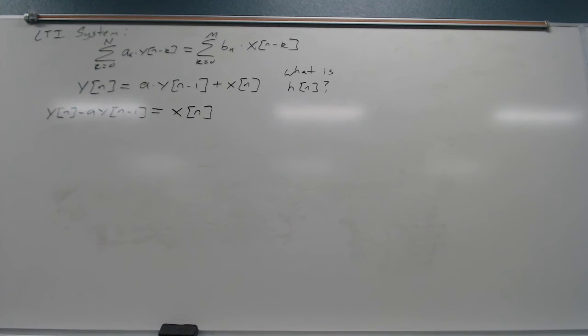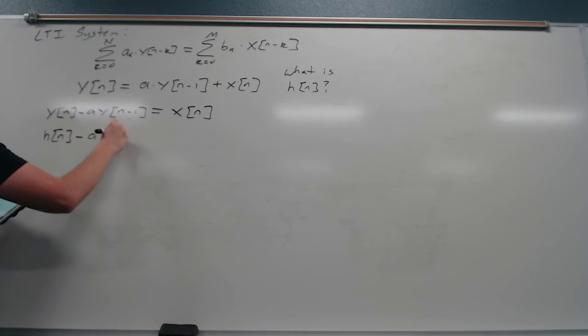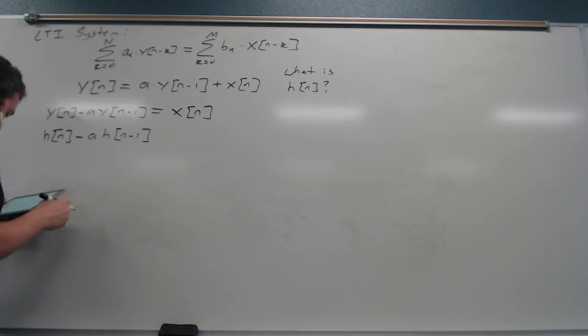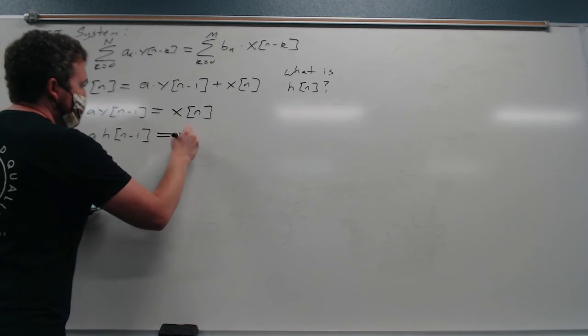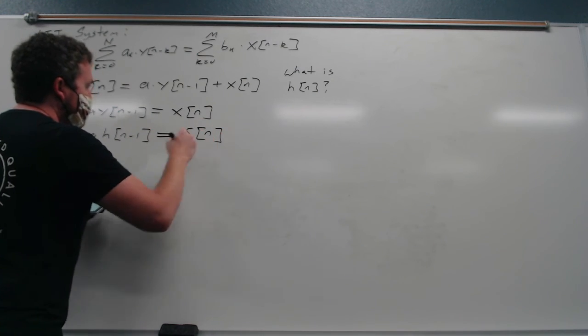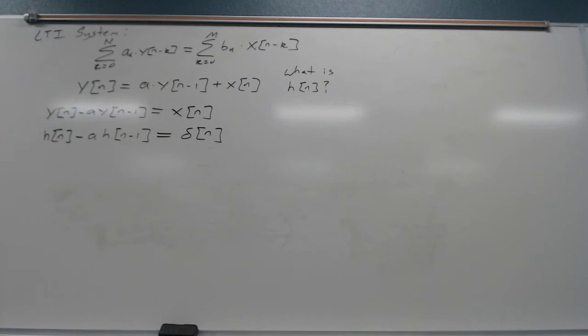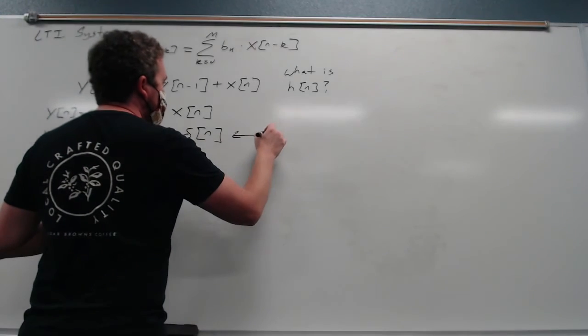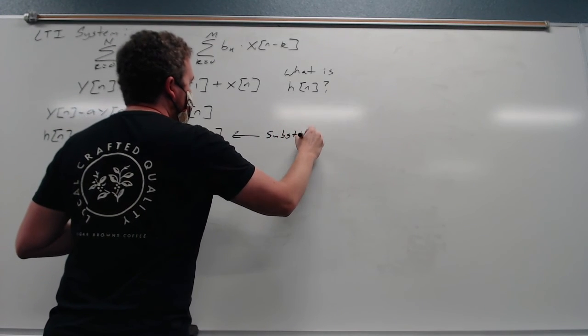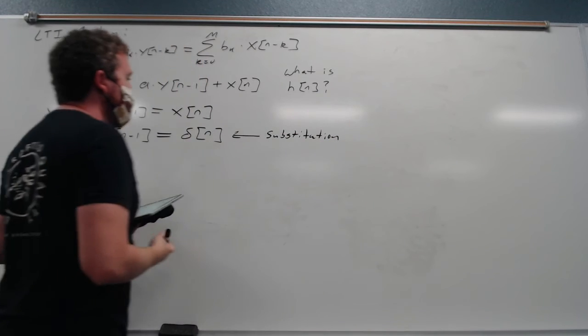Then you do this bizarre step. Remember, all the y's become h's, and all the x's become deltas. So you perform the substitution. h of n minus a times h of n minus 1 is equal to delta of n. Let's make some notes here. That's what we'll call the substitution step.